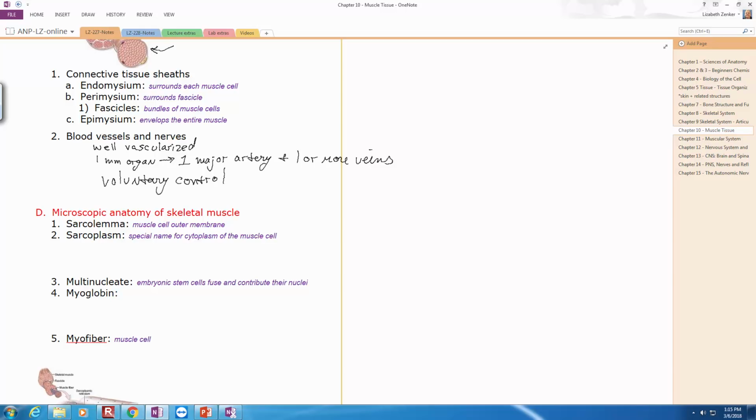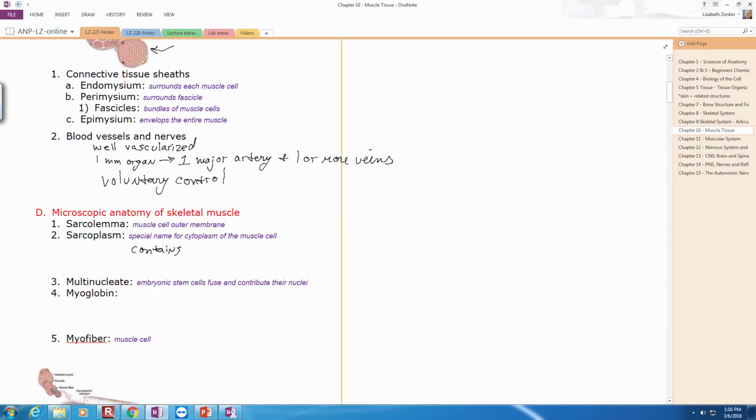Sarcoplasm, what do you think that is? It is the special name that we give for the cytoplasm within a muscle cell. It's just cytoplasm, but because it's in a muscle cell, now we're going to call it sarcoplasm. That's all. It also contains a lot of glycogen.